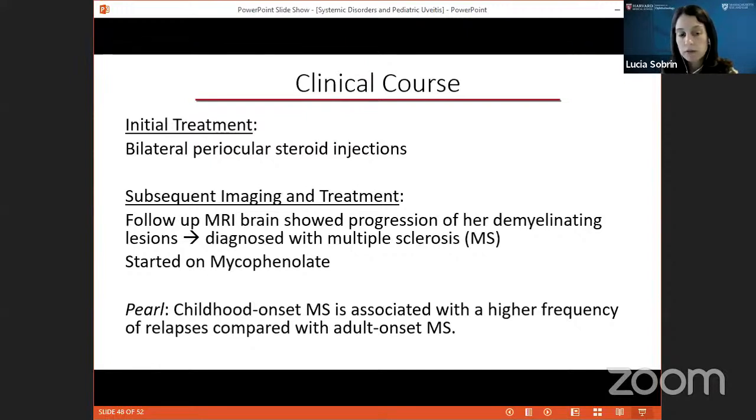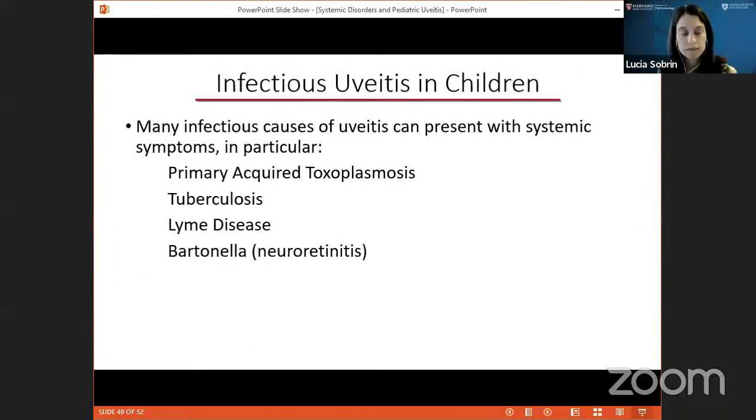And the pearl here for multiple sclerosis-associated uveitis, in this case intermediate uveitis, is that the childhood onset of the disease is associated with a higher frequency of relapses compared to adults, and so they need more aggressive treatment in general, not only for their uveitis, but also for their CNS disease. Very briefly, infectious uveitis has already been covered.